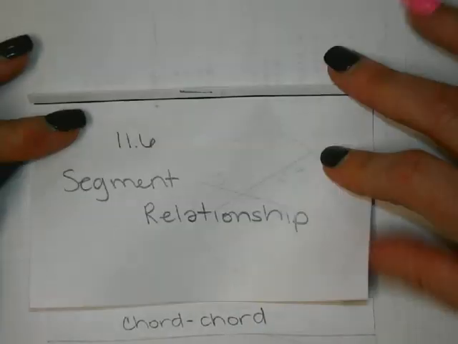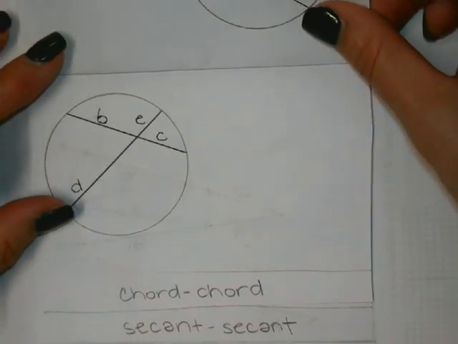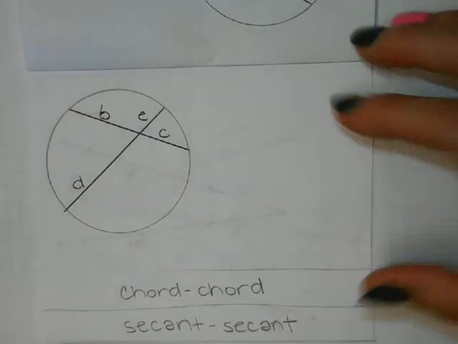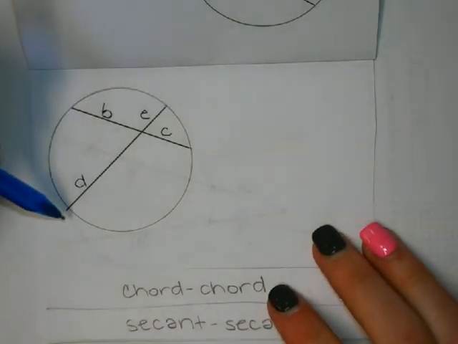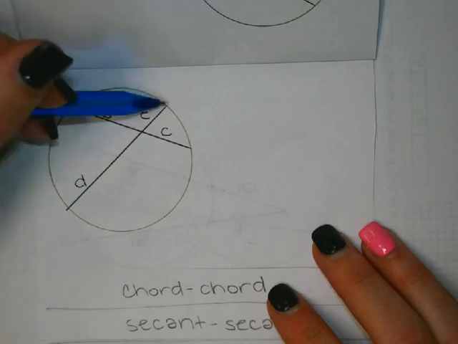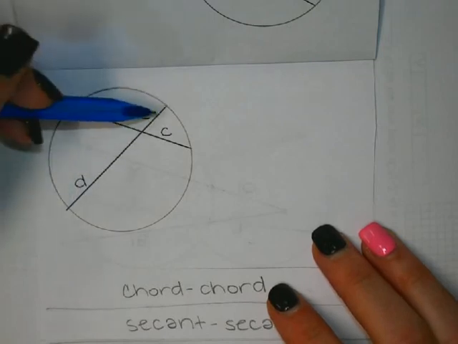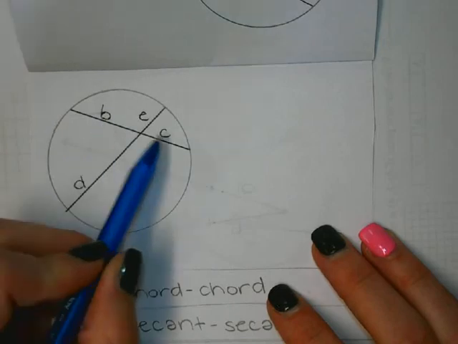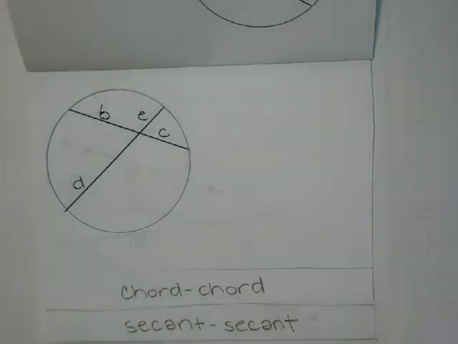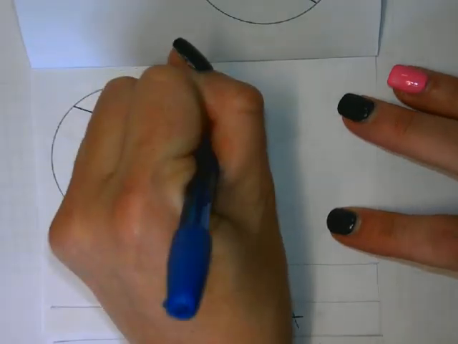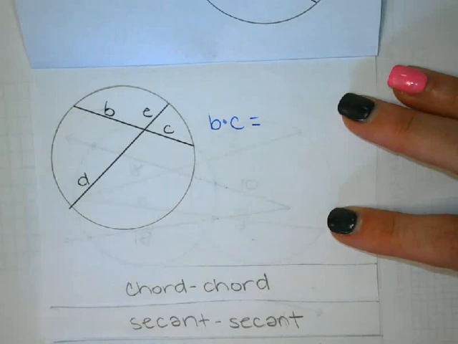First thing we're going to talk about is 2 chords. When I have 2 chords in a circle, and remember, a chord goes from the edge to the edge. It can be a diameter, but remember, not all chords are diameters. And then anytime they intersect each other, we will have 4 pieces. So I labeled them B, C, D, and E. And then there's a relationship happening and a proportion being set up. So just using the letters I have, I'm going to start it out. B times C is going to be equal to D times E.